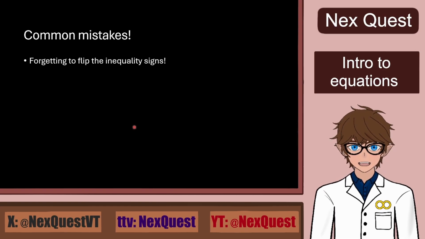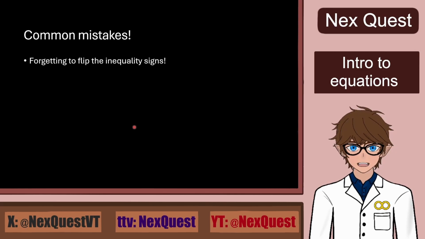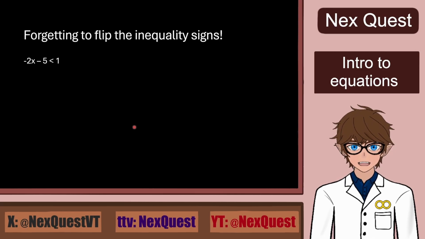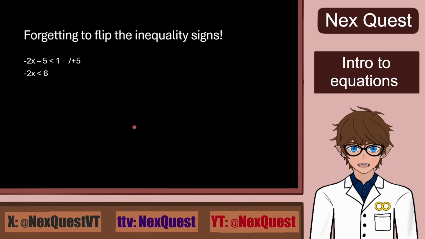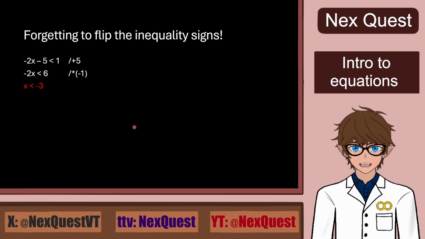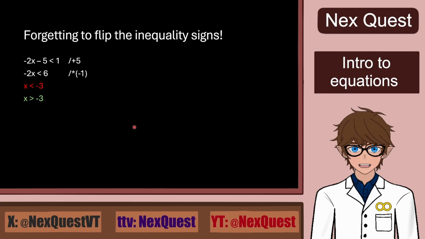Now we have to remember the common mistakes people make, and the most common one is obviously forgetting to flip the signs. For instance, -2x - 5 is less than 1. We add 5 on both sides, we get -2x is less than 6, we multiply by -1, we don't get x is less than -3, we get x is greater than -3. Why? Just because of that proof we did several slides ago.